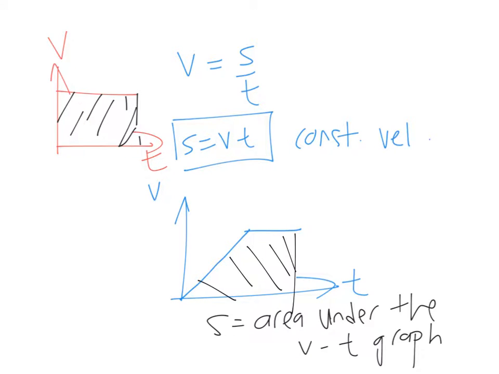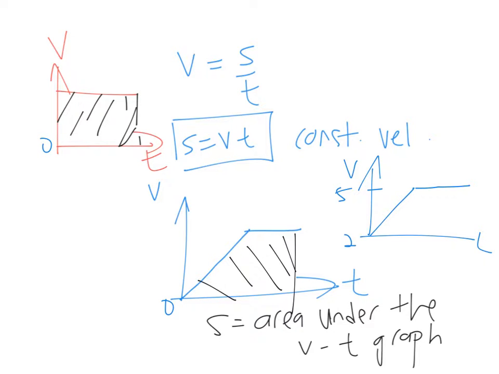Now there's a trick involved. Sometimes their graph of v versus t doesn't start from 0 like this. Maybe it starts from 2, and then it increases to 5 meters per second. And then they ask you to find the distance traveled. So what would you do?